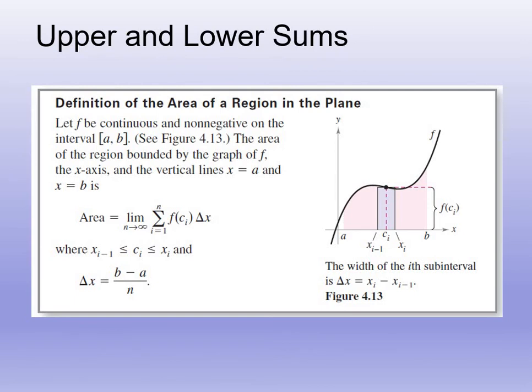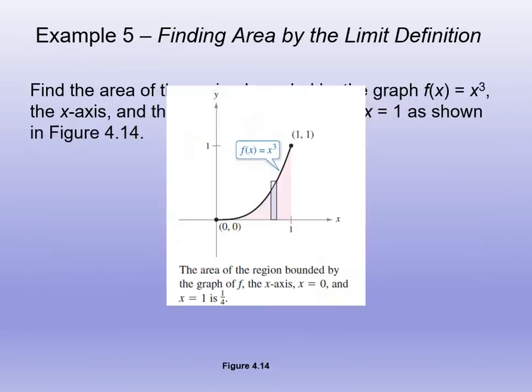So we can define the area of this function as the limit as n approaches infinity of the sum from i equals 1 to n of f of c i times delta x. And we just have to calculate our delta x. That hasn't changed. It's b minus a over n. That's the width of each subinterval as we go through this. Okay, so we want to find the area of the graph of f of x equals x cubed between the x-axis and x equals 0 and x equals 1, that we have shown in the figure here.